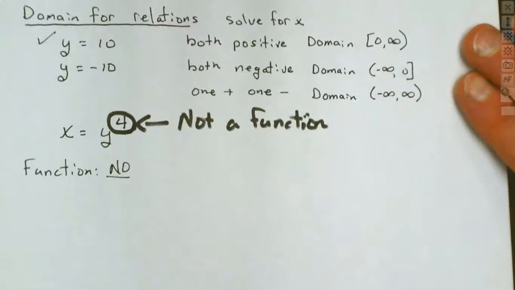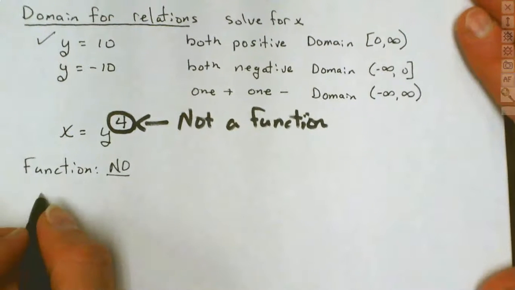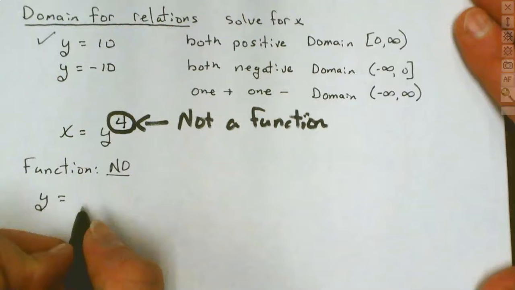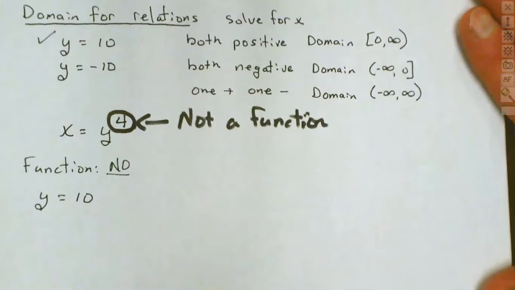Now we know we need to check our values. So it's been solved for x already. So we're going to plug in our values here. And we're going to plug in y equals 10 first. We've got to plug in 10 and negative 10. The textbook has you plug in y and negative y, but I think that's more confusing. I think it's easier if we just plug in values. I think it makes more sense for us.